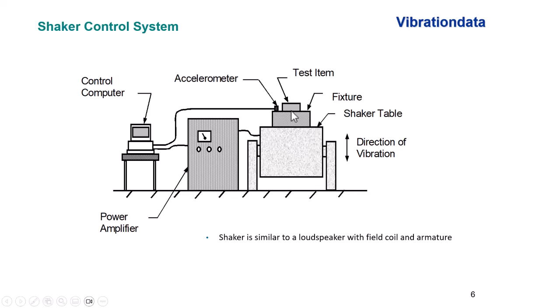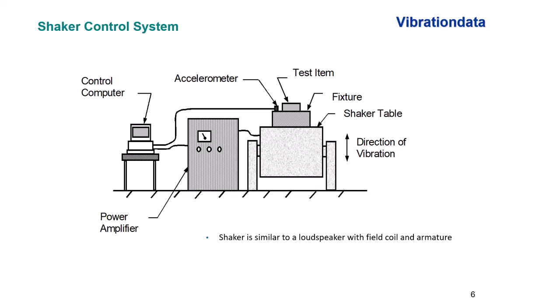So the specification is going to be the base input. So where the test item meets the fixture, there's a base input. Now this diagram is actually oversimplified because in reality there would be at least 2 control accelerometers. I'm only showing one for brevity.